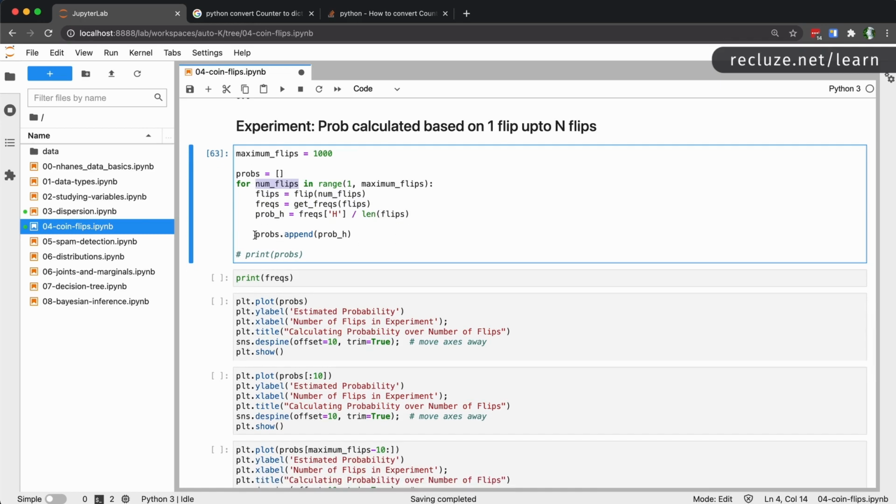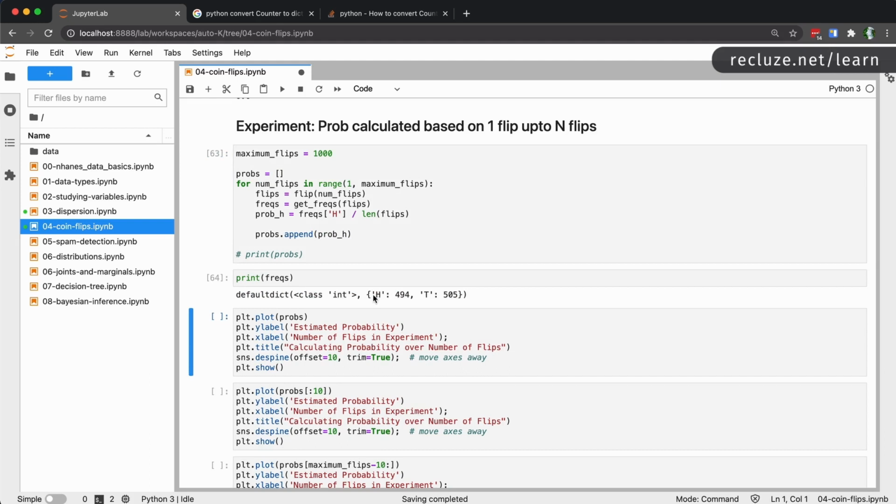Okay, and we append the probabilities to probs_h, which is a list which is going to save all the results. So if we print frequencies, you can see that the very last time we did the frequencies for 1,000, heads came up 494 times and tails came up 505 times.